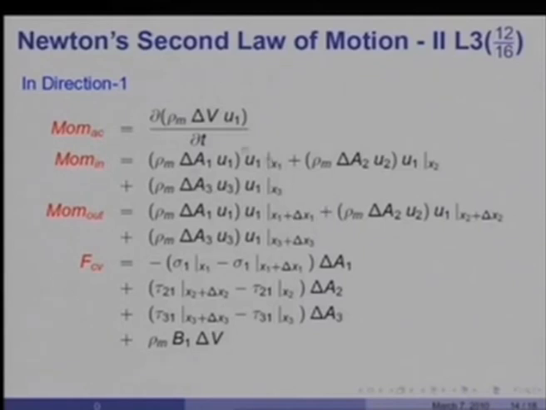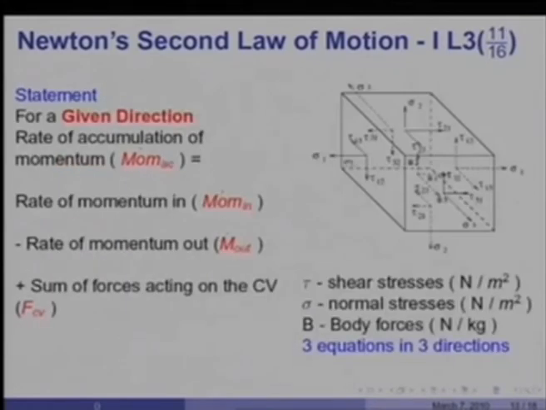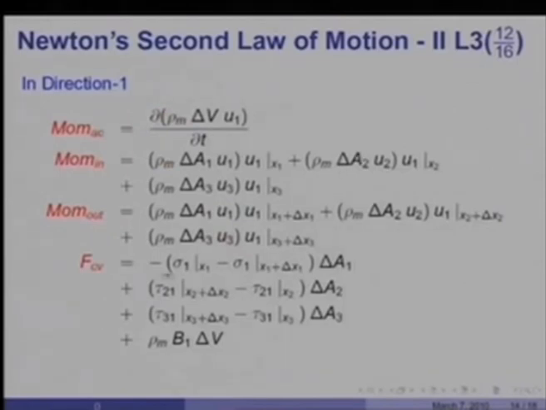So, these are the mass, momentum in and momentum out terms. What about the forces? Remember, as I said, sigmas are tensile forces. Sigma 1 acts on the area delta A1, sigma 2 acts on the area delta A2, and sigma 3 acts on delta A3. So, the first term, in direction x1, positive direction, I shall have sigma 1 at x1 plus delta x1 minus sigma 1 at x1, multiplied by delta A1. This would be the force in the positive direction 1.